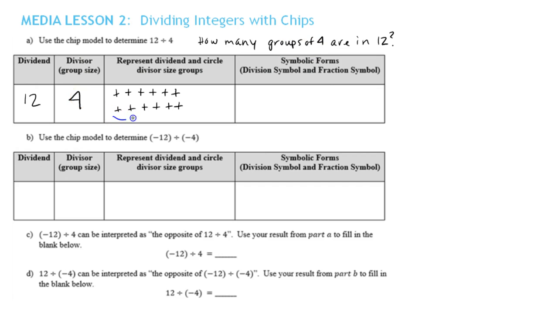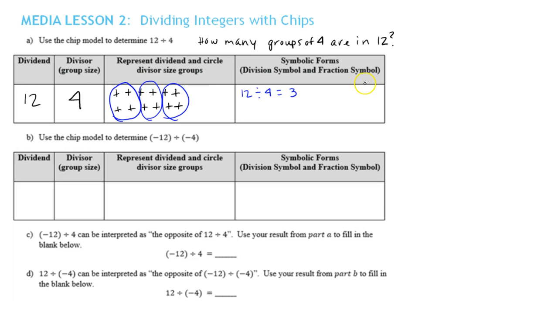So here's one group of 4, 2 groups of 4, 3 groups of 4. So there are 3 groups of 4 in 12. So our result is going to be 3. Now let's write this in 2 symbolic forms using the division symbol, which is what we started with. 12 divided by 4 equals 3.